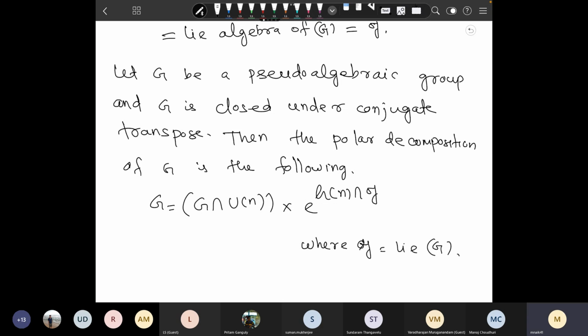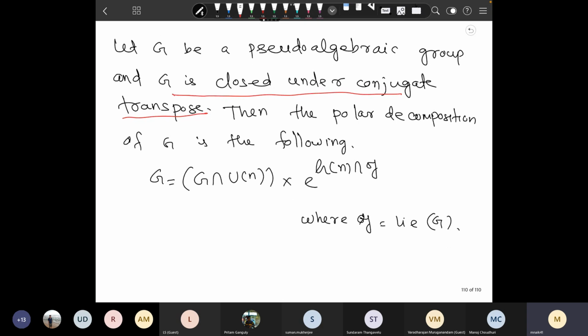The condition that G is closed under conjugate transpose is also a very important condition. Our focus should not be only on pseudo-algebraic groups; G being closed under conjugate transpose is a very crucial condition. You will see that later, because due to this condition we will be able to produce examples of so-called Riemannian symmetric pairs, and that will give us a lot of examples of Riemannian symmetric spaces. Now pseudo-algebraic and closed under conjugate transpose is a sufficient condition to get the polar decomposition.